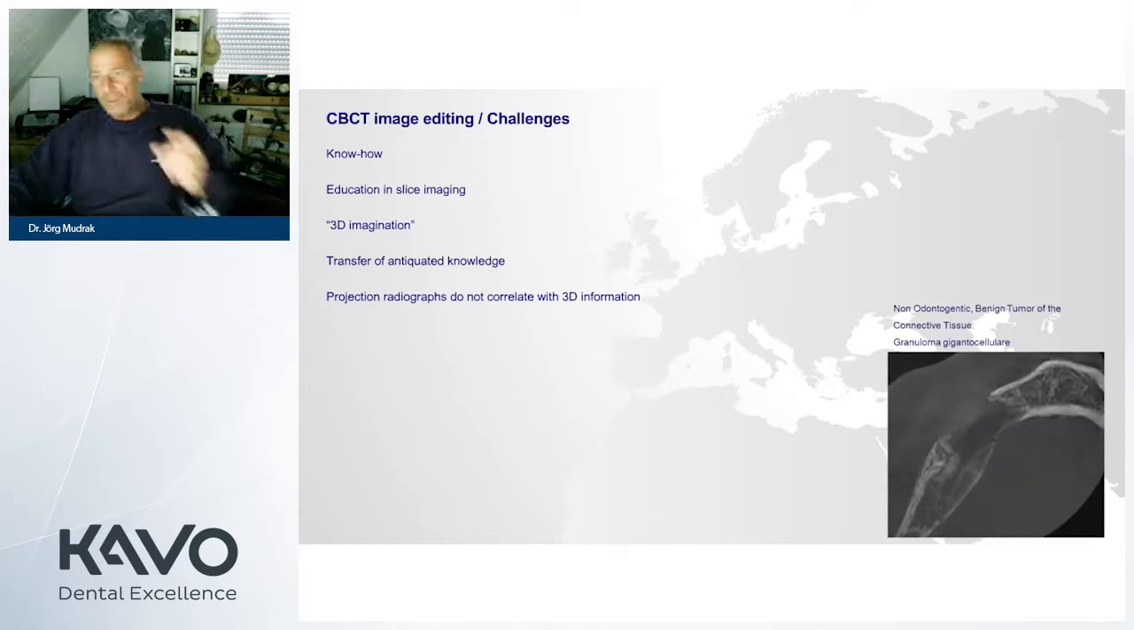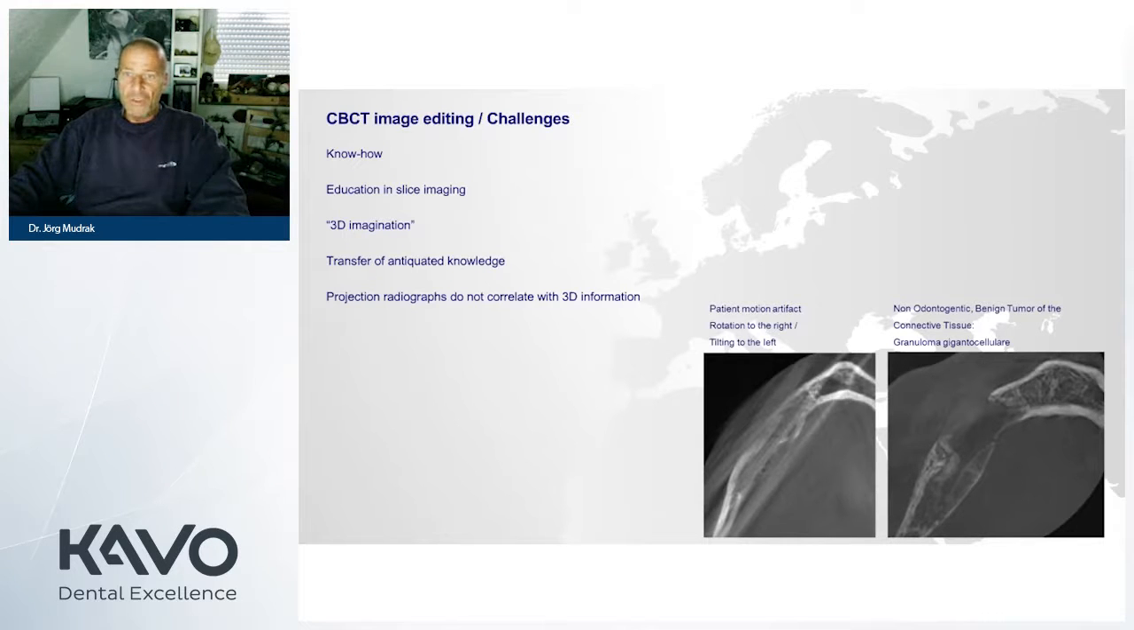And in the last step, just one example to this. You see in this image an axial view of a non-odontogenic benign tumor of the connective tissue. It's called granuloma gigantocellulare. And on the other hand, you see a patient motion artifact. This patient moved the head rotating to the right and tilting to the left. So if you do not have the needed experience to analyze those images, it might be the case that you mix up the diagnosis in this area with this area. The opacity or the lucency does not give you any information if this is a motion artifact, for example, or just some kind of tumor.